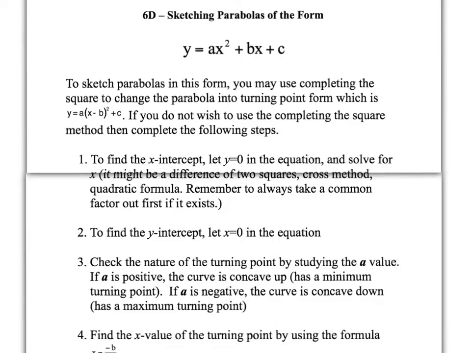Any equation that is in the form y equals ax squared plus bx plus c can be done in these two ways. First of all, you can use the completing the square method that we learnt in the last chapter to turn a quadratic into the turning point form that we've discussed in the previous exercise, which is y equals a(x minus b) squared plus c. However, if you do not wish to use the completing the square method for whatever reason, then to sketch a parabola you must follow the following steps.